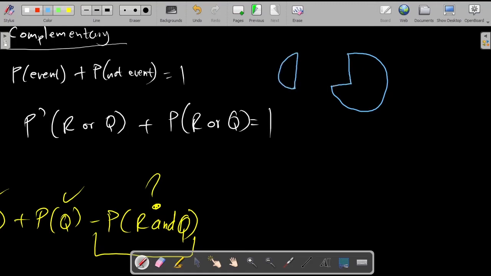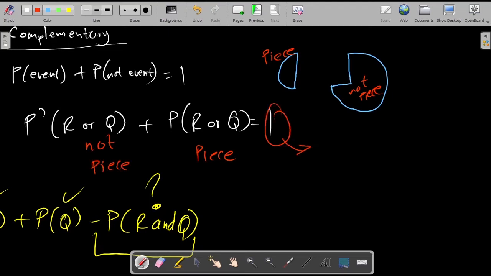Now, the complete thing is made up of this specific piece and not the piece. So the rest, or everything else, constitutes an event which we can call not this piece. So now if we add the piece and everything which is not the piece, then we have a whole pizza, right? So that is the reasoning behind this.